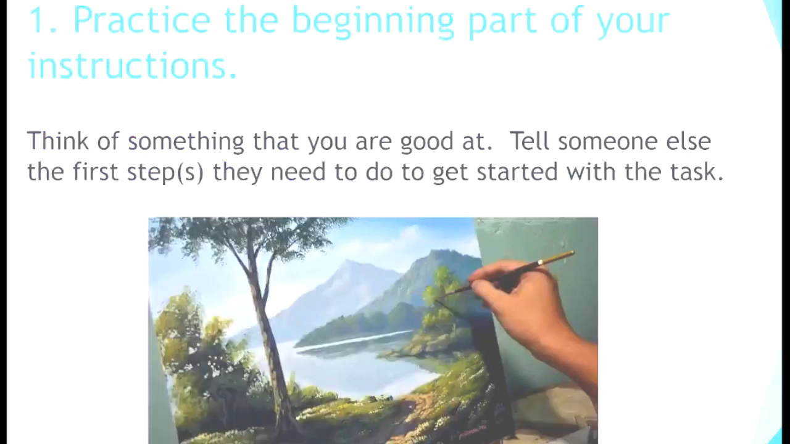Number 1, practice the beginning part of your instructions. Think of something that you are good at. Tell someone else the first steps they need to do to get started with the task. Pause the video and practice giving the first part of your instructions.